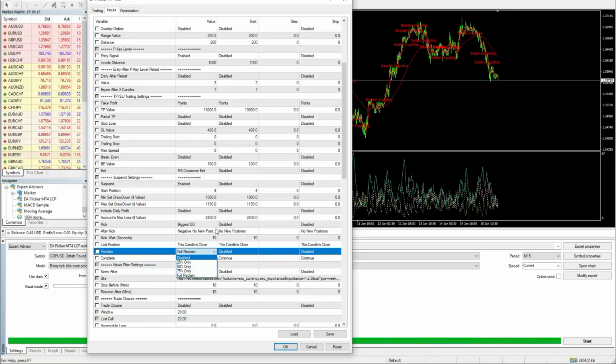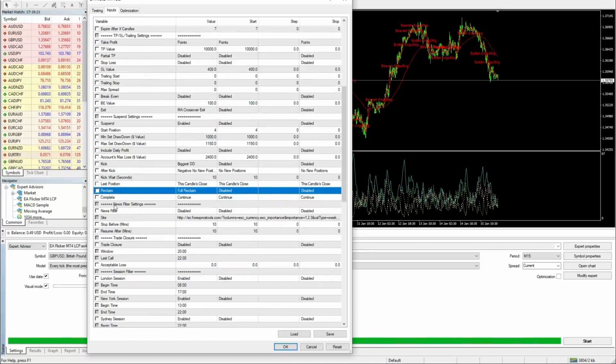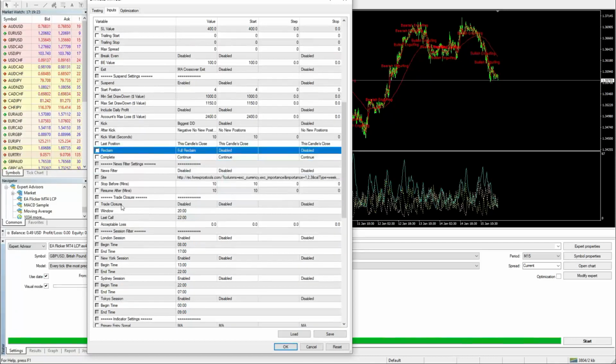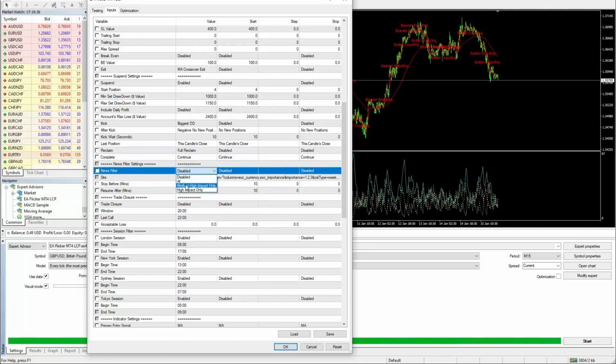So play with the settings and you see how they work and how they complement each other, that kind of thing. Okay, so I've also included a news filter. You can set it to stop trading or opening new positions for the basket or new basket, how many minutes before news, and when to resume. Then you can set which kind of news, medium, high impact, that kind of thing.